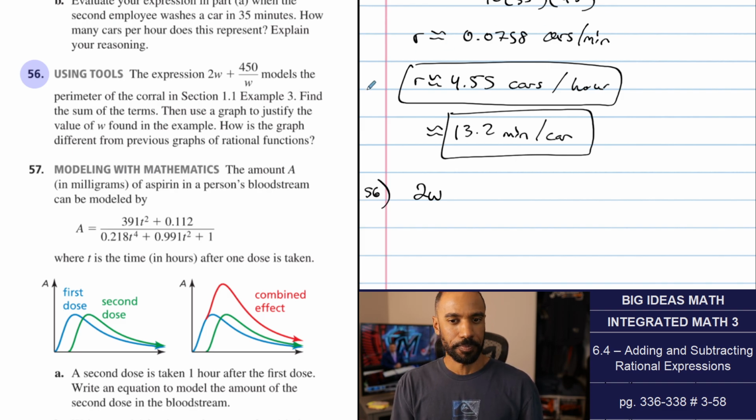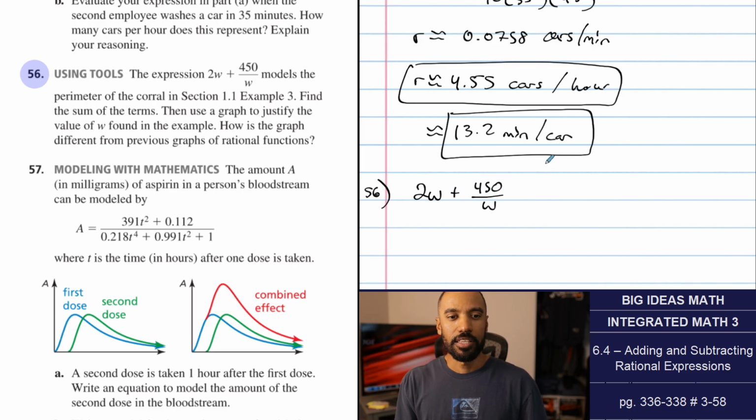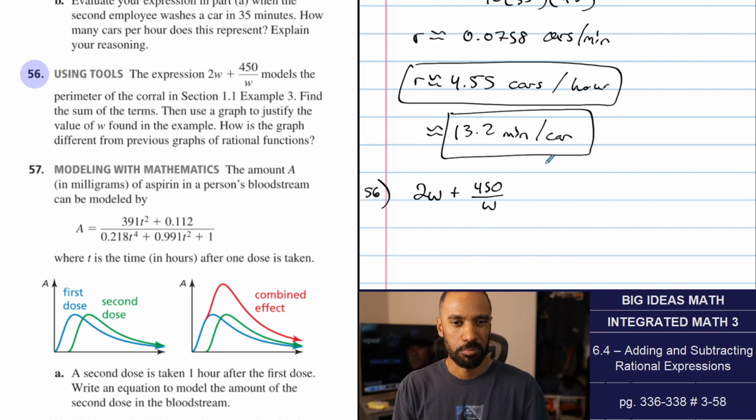Okay, so 2w plus 450 over w. Find the sum of the terms, probably, simplify. Then use a graph to justify the value of w found in the example.